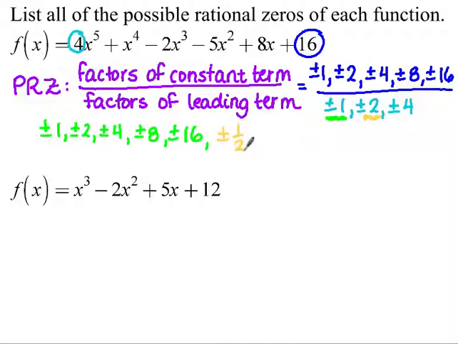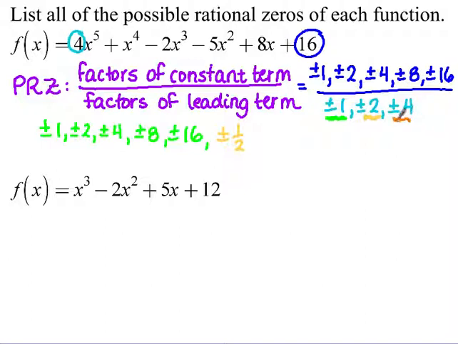What happens if I take 2 and divide it by 2? I get 1, and I already have 1, so I don't need to list it again. 4 divided by 2, already have it. 8 divided by 2, already have it. 16 divided by 2, already have it. So you're done with dividing by 2. Let's look at the next one.